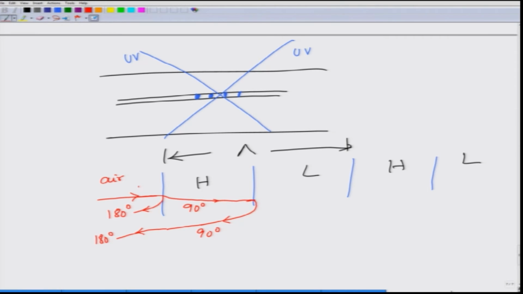Okay. This is the incident wave. With respect to the incident wave, this reflected wave is 180 degrees, right. These two are now in phase with each other, these reflected components are in phase with each other. You can see what happens to the other wave here.